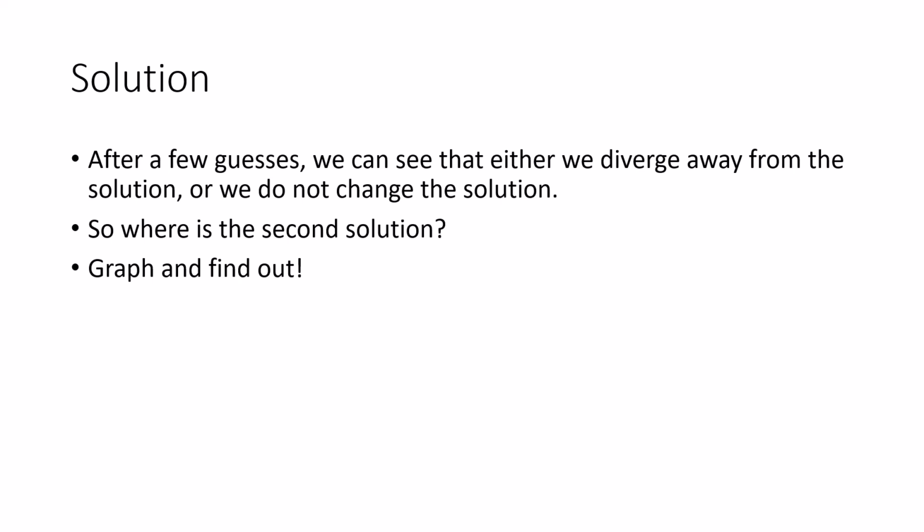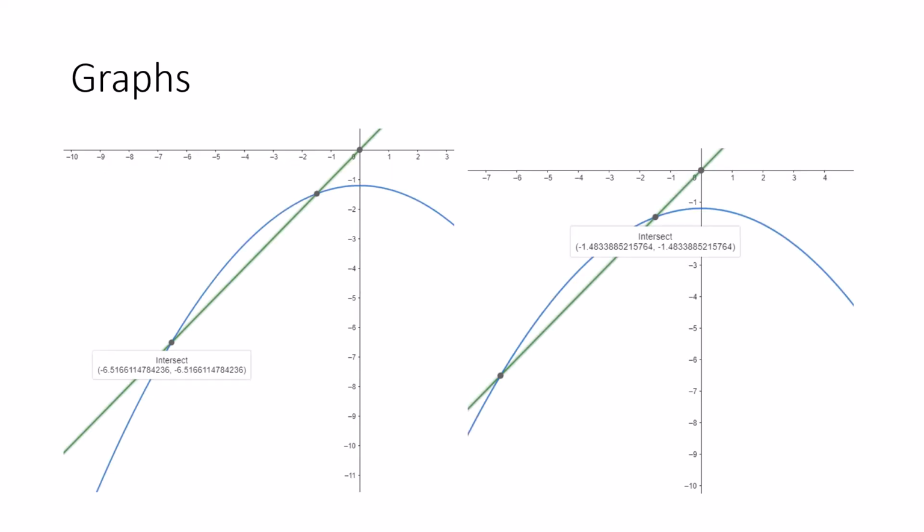So graphically, this is what's happening. You have set up y equals x. That's the green line right here. And you have this parabola, which is the other side. So this green line is the left side of that equation, and this blue parabola is the right side of that equation. We see that we have two intersection points: one at about negative 1.4833 and another one at about negative 6.5166.